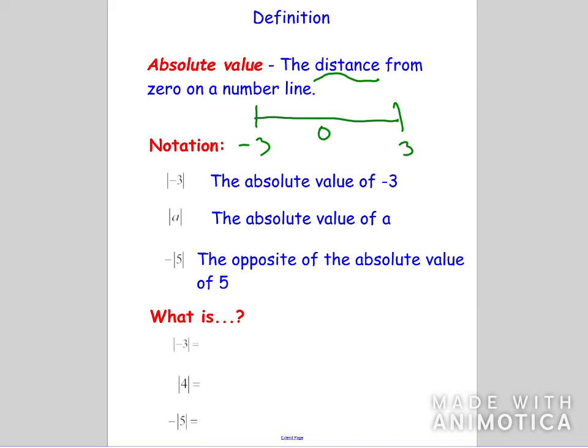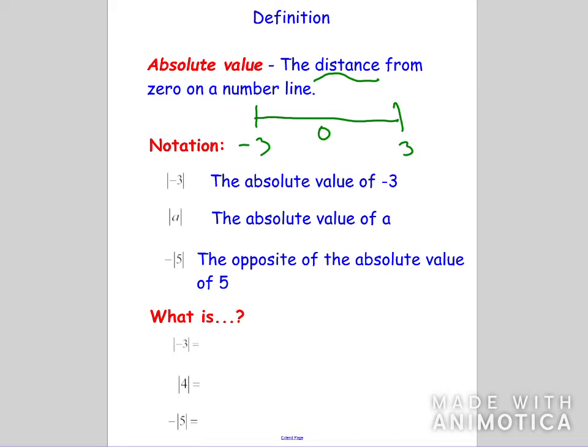So let's talk about the notation here. This right here is the absolute value of -3. That's how you would read that. This over here is the absolute value of A. And this one with the negative sign on the outside, you have to start with the absolute value, and that means the opposite. So this is the opposite of the absolute value of 5.